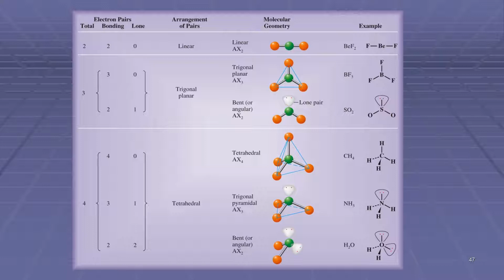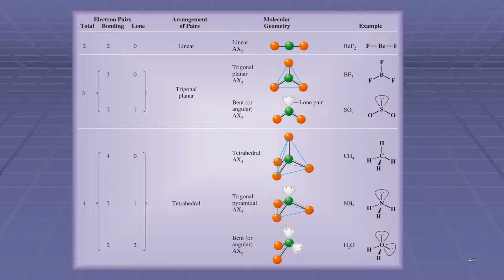Okay, if all 3 regions are bonding, you get the top picture, the trigonal planar. So if there's 3 regions, overall the arrangements of pairs is trigonal planar, and if all 3 are bonding, the geometry is also trigonal planar. And you see an example of BF3 there. Remember, B is one of those exceptions to the rules that only needs 6 electrons.